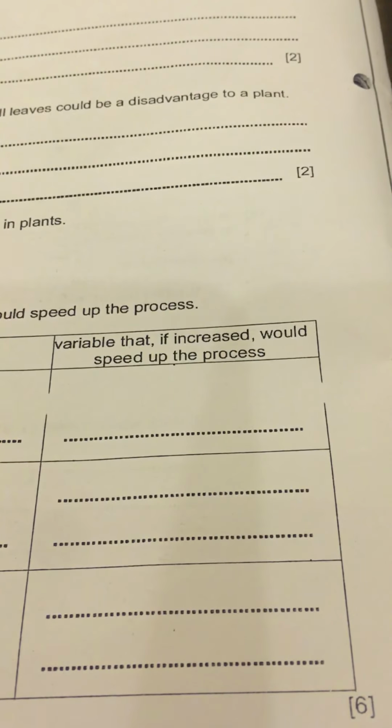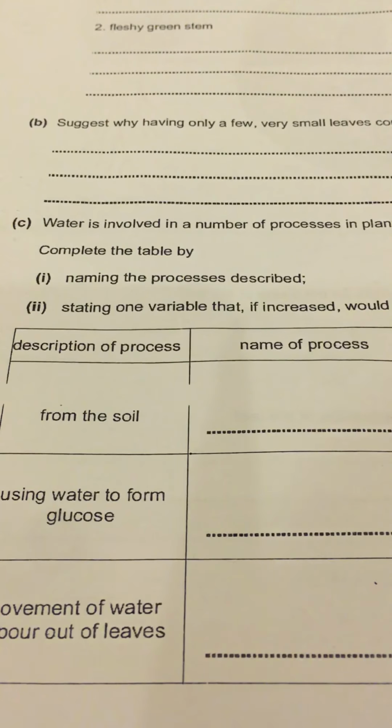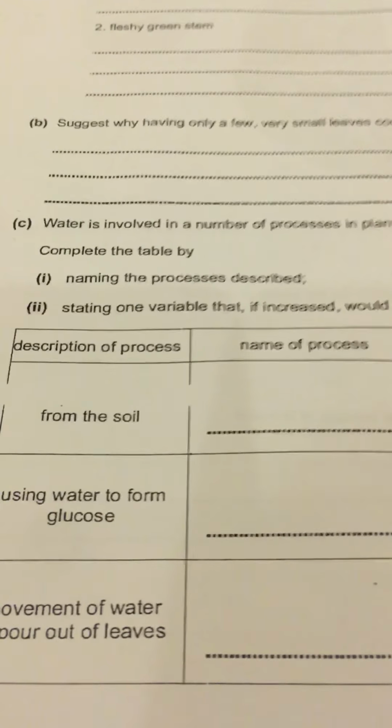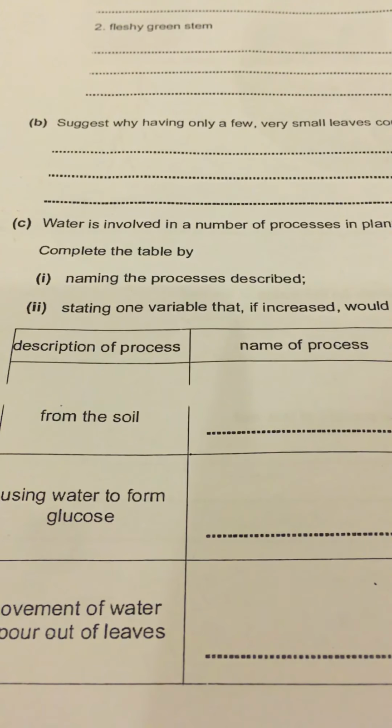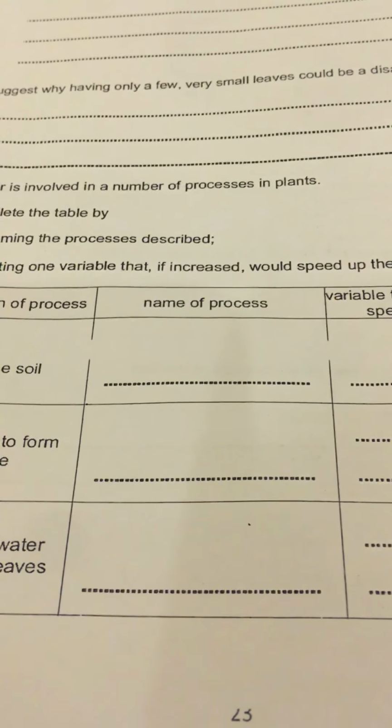Using water to form glucose, which is of course photosynthesis. Water is a reactant to make the product glucose, which is the photosynthesis process. So for the name of the process, which is photosynthesis, for the variable, we talk about the factors that affect photosynthesis, which are light, carbon dioxide, temperature, chlorophyll, water, whatever. The factors that affect photosynthesis. We can talk about the limiting factors.